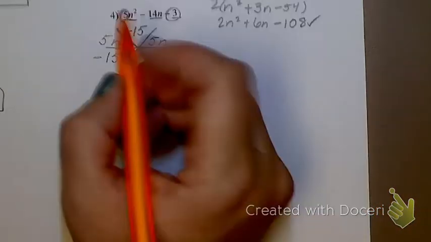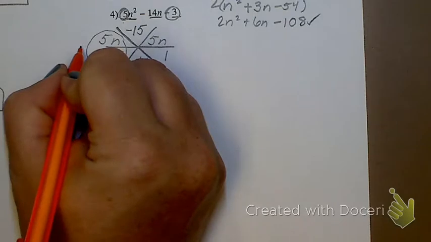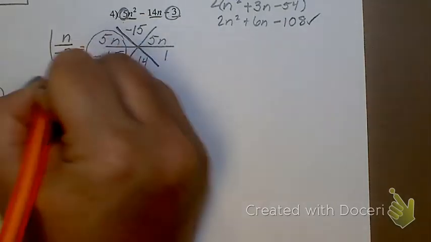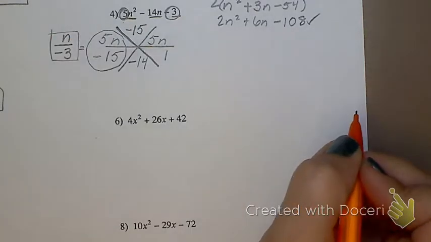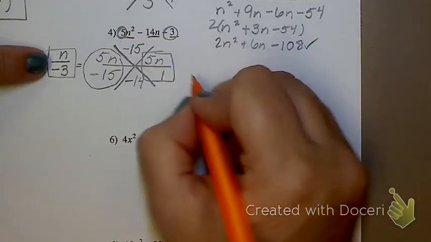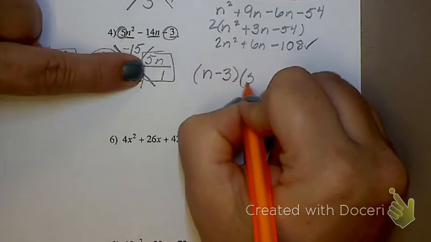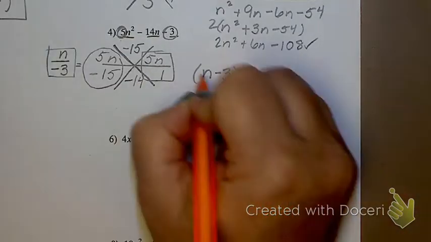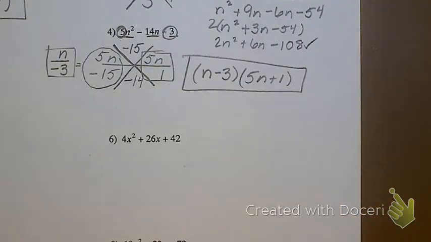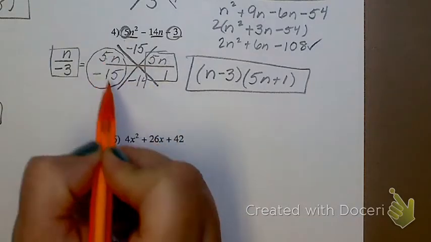Okay? Now, this is a fraction. Can it be reduced? Yes. What is it reduced to? N over negative 3. That's the one I'm going to make my parentheses out of. Can this one be reduced? No. Okay, so my 2 parentheses are n minus 3 and 5n plus 1. So it's still pretty much the same process. I have to remember to put that A value up here and then reduce any fractions.